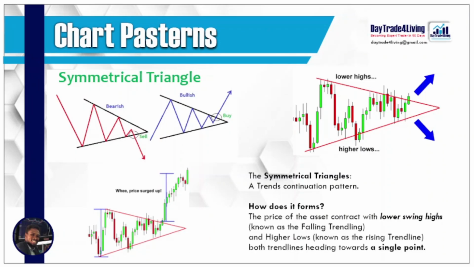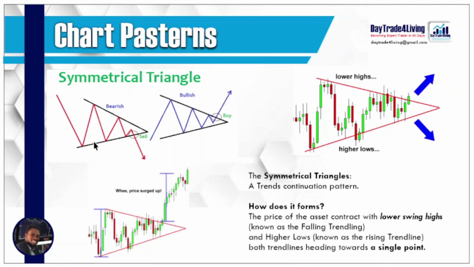The first continuation pattern we will be discussing is the symmetrical triangle. We all know triangles, right? Three-sided figures. So a symmetrical triangle means that this is like a perfect triangle. All the sides are the same, right? So it's symmetrical. And how does it form?